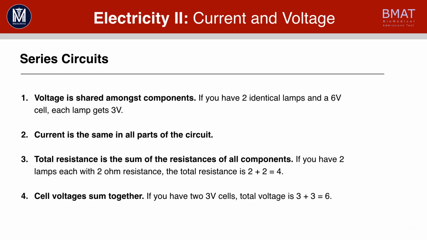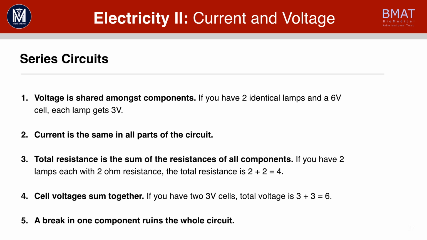Rule number 4. The cell voltages sum together. So if you have two 3-volt cells, the total voltage will be 6. If you have 3 2-volt cells, the total voltage will be 6. If you have 4 3-volt cells, the total voltage is 12, and so on.